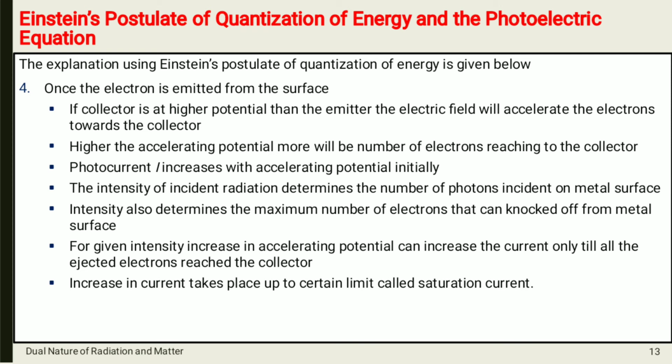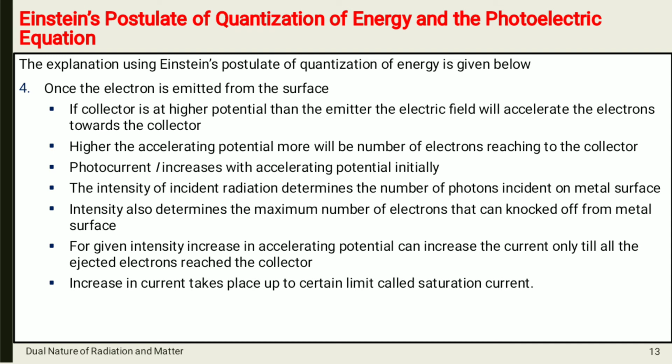Higher the accelerating potential, more will be the number of electrons reaching the collector. Means the higher the positive potential of the collector, the more electrons will reach the collector, and due to this photocurrent increases with accelerating potential initially.